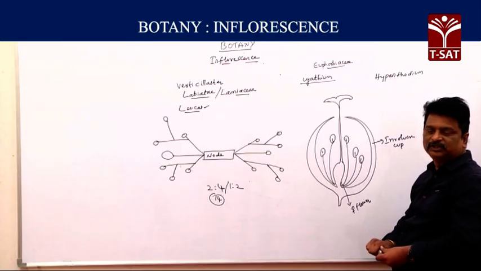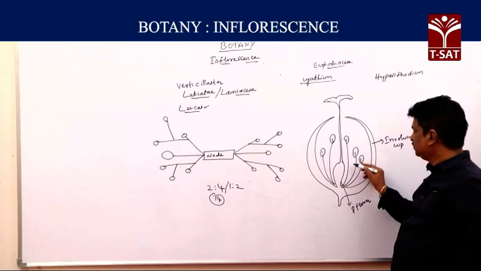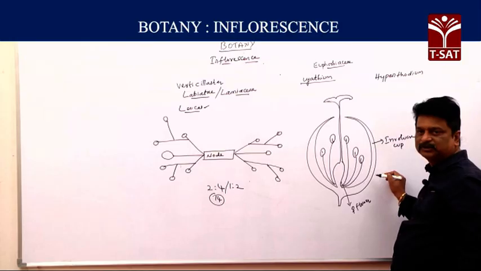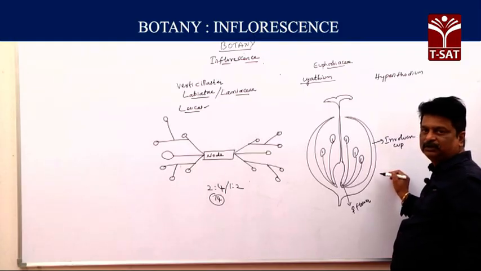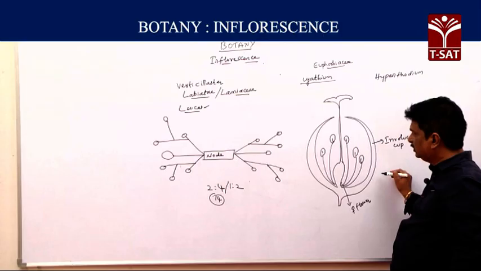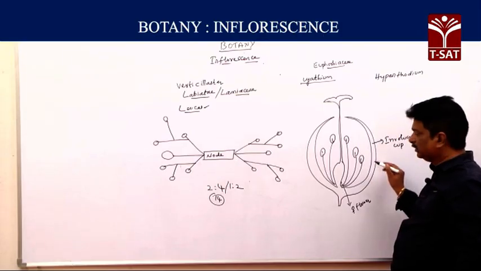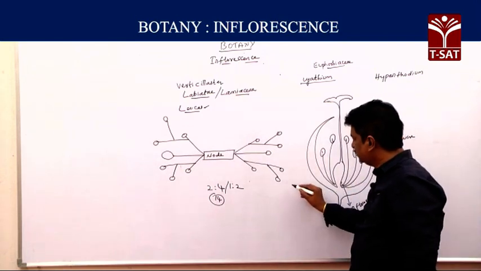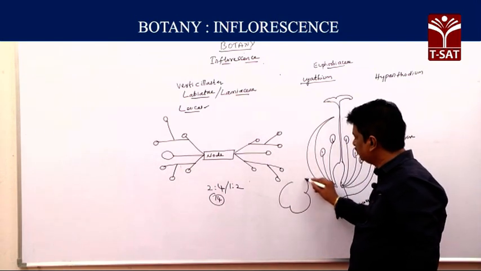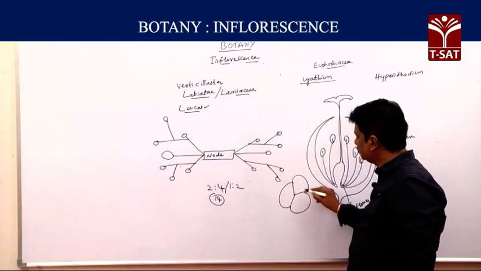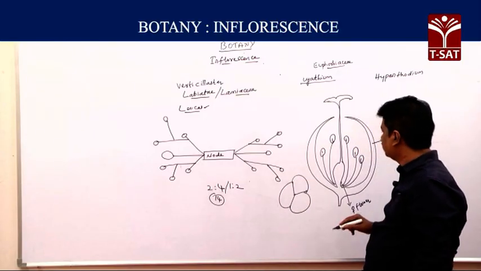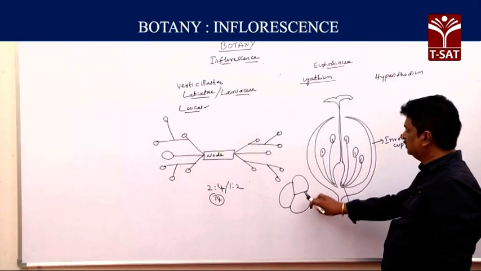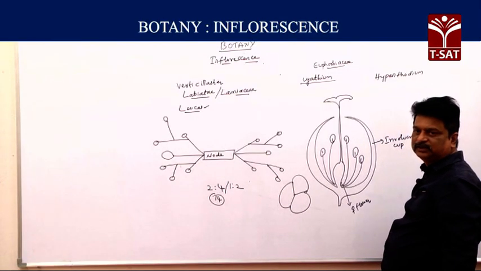So estivation, it is not possible to study estivation in Cyathium inflorescence because calyx and corolla, the perianth members, are absent, rightly called achlamydeous or naked flowers. Then female flower, this female flower is represented by 3 carpels, so it is called tricarpellary, or 3 megasporophylls.